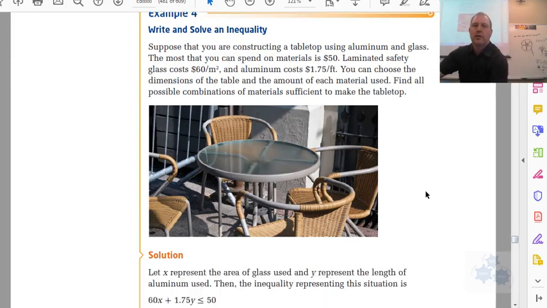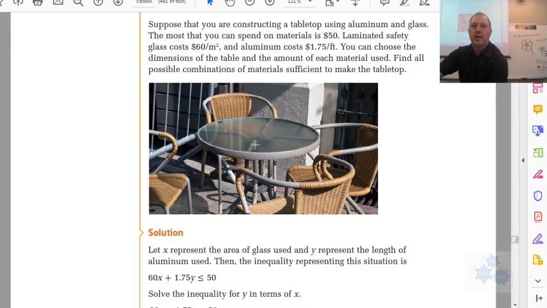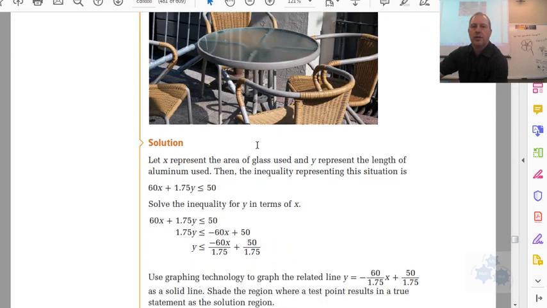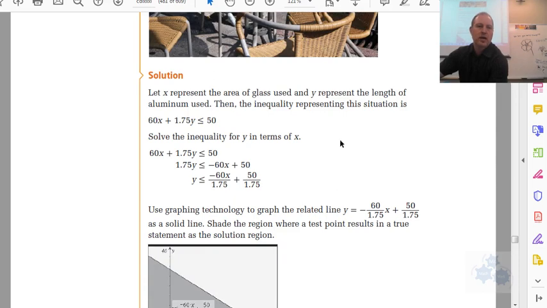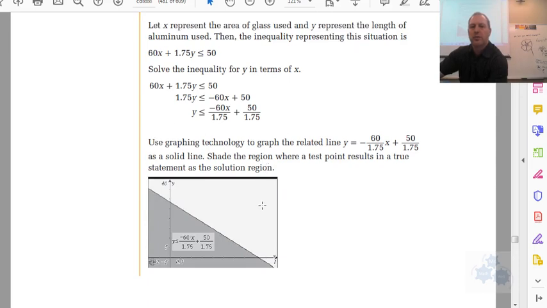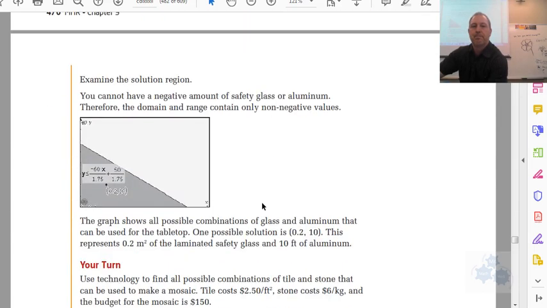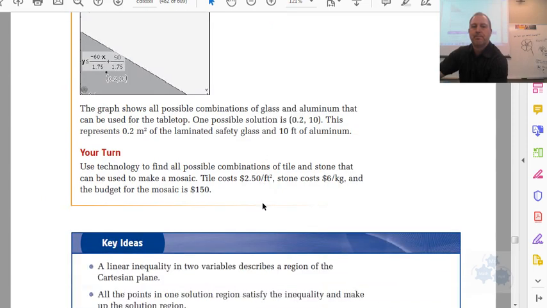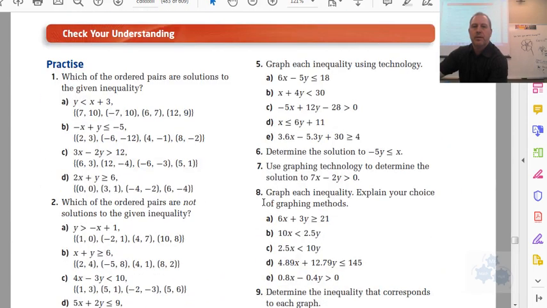So here's that example, the word problem example. I'll let you take a look at the question there again, and here's the solution in the textbook. And just for sake of time, I'll just get you to look at this. But creating an inequality is important as well, and this example might help you to see that. And here are your questions in your textbook.